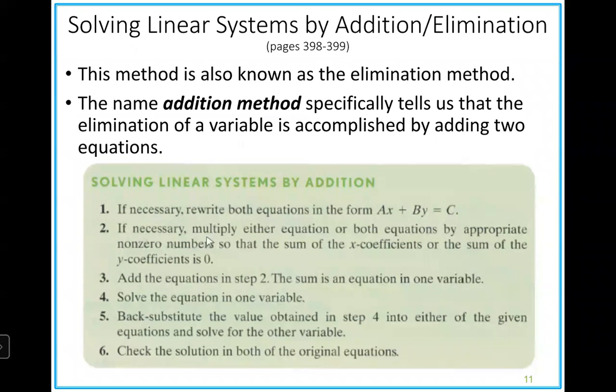Then you may have to multiply either equation or both by some non-zero number in order to get either the x coefficients or the y coefficients to add up to 0. And once you do that, then you can add the two equations together. And when you add them, you end up eliminating either the x or the y. Then you can solve for the remaining variable and then do your back substitution into one of the equations to get the second variable. And then you check.